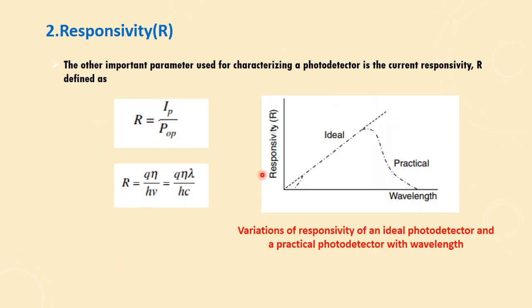And next, responsivity. This responsivity is also one of the important parameters used to characterize the photodetector, and it is the ratio of photocurrent to the optical power. So again it is output by input. For a photodetector, the output is the photocurrent and the input is the incident optical power. By taking the ratio between these two, we can find out the responsivity. And this is the variation of responsivity of an ideal photodetector with the practical photodetector in terms of wavelength. This is the ideal one, and this is the practical photodetector.